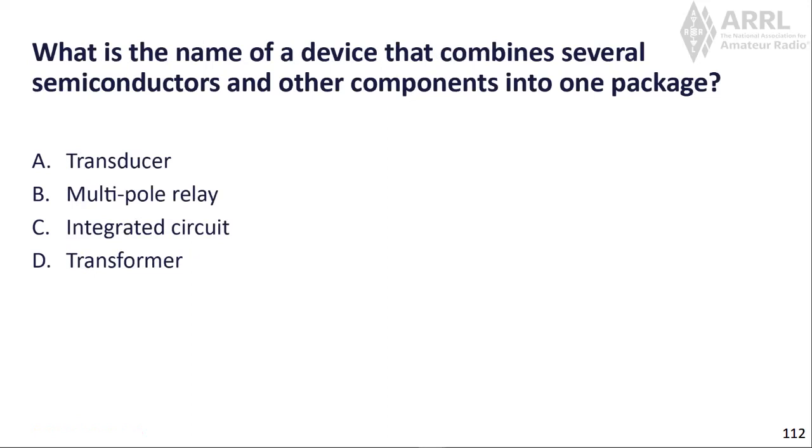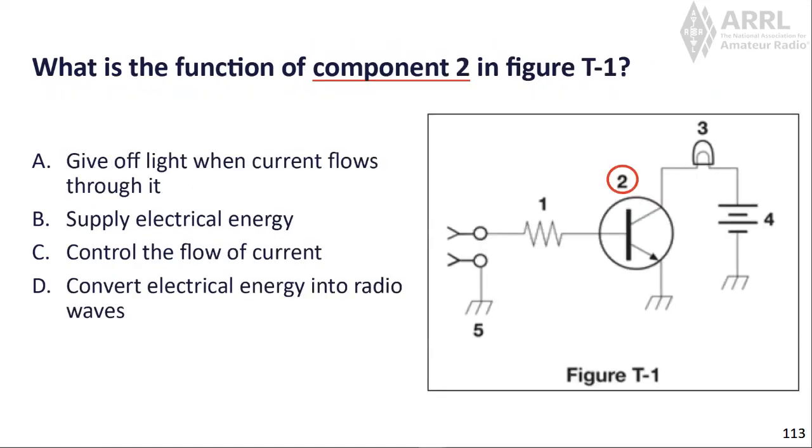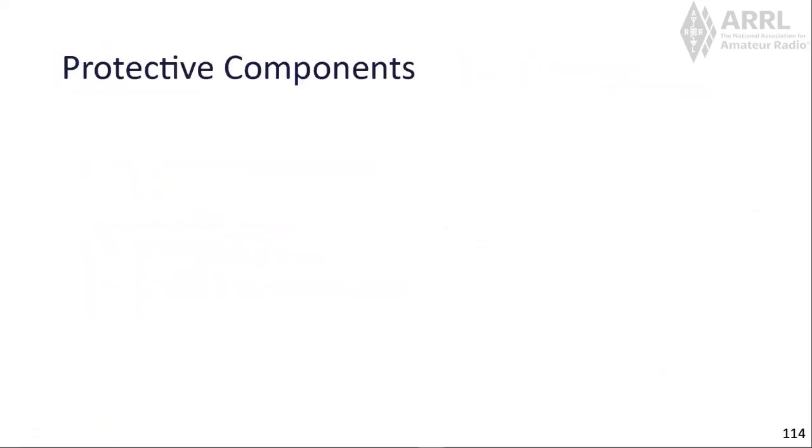What is the name of a device that combines several semiconductors and other components into one package? The answer is C, that's an integrated circuit. Okay. What is the function of component 2 in figure T1? And the correct answer is C, it controls the flow of current. And this is where we stop.